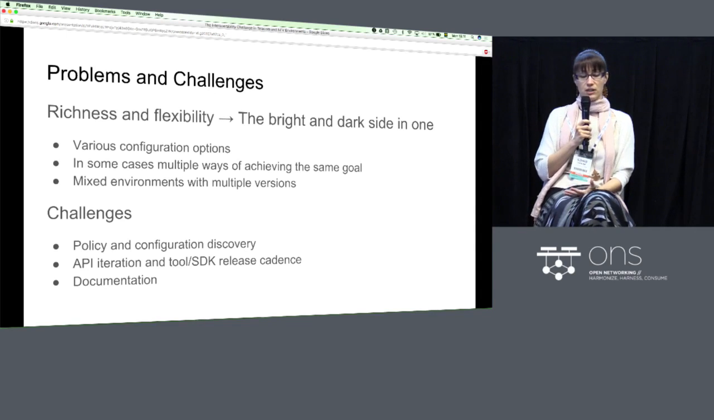Therefore, we need to look into what we would like to achieve, what problems that creates for us in the field of interoperability, what challenges we have, and how we can solve them.